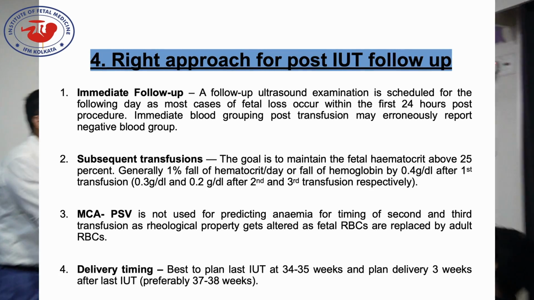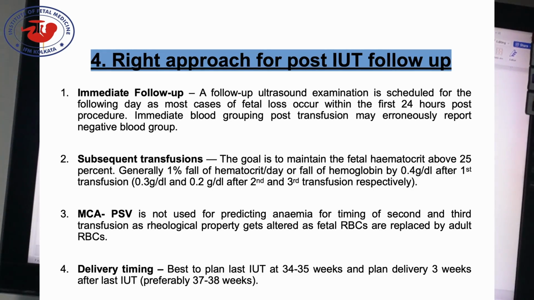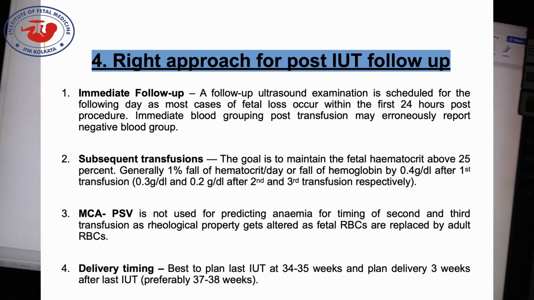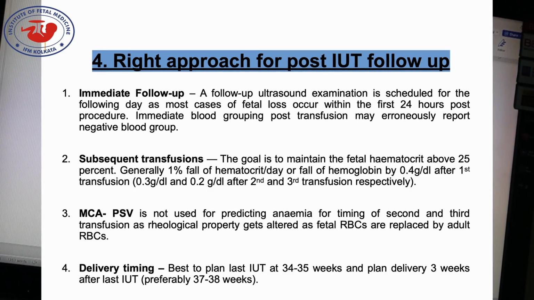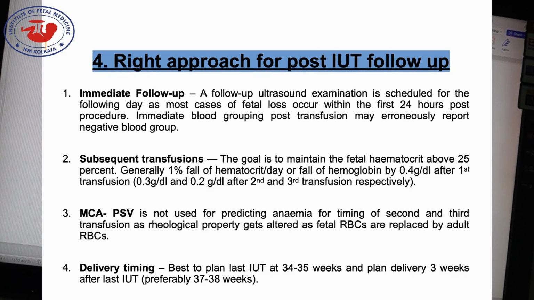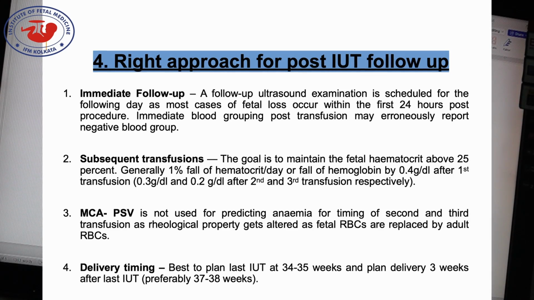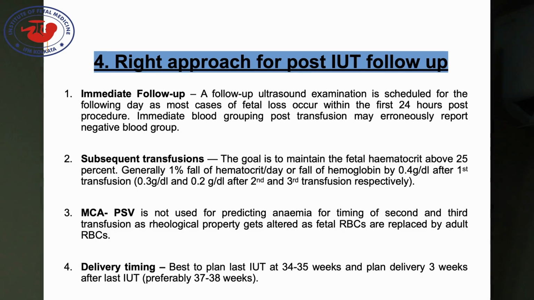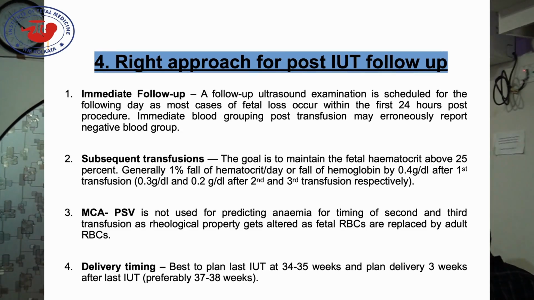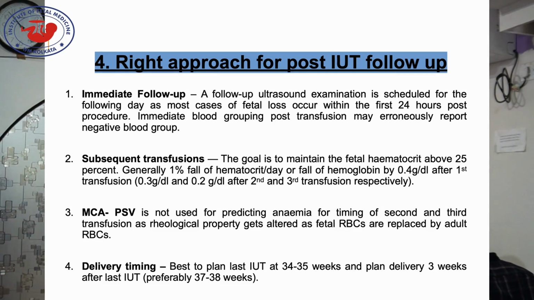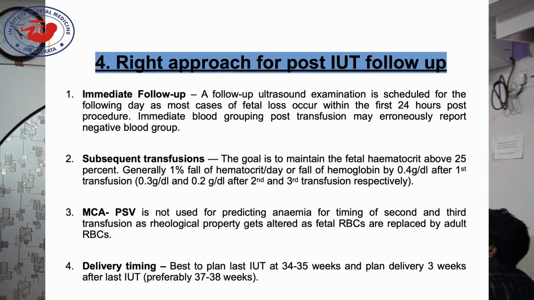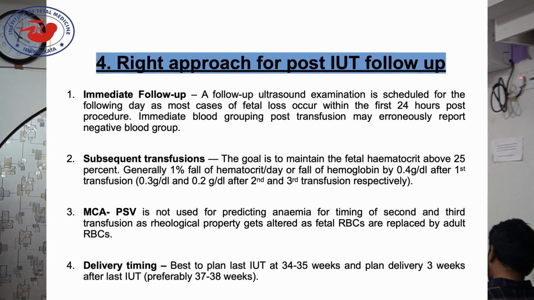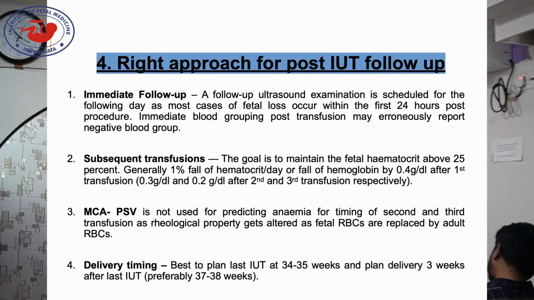MCA PSV is not used for predicting anemia for timing of second and third transfusion, because once a transfusion has been done, you cannot use MCA PSV very effectively. Now your fetal blood cells are mixed with the adult RBCs and they have different rheological properties. So your cutoff PSV will be different. So you don't rely on your MCA PSV after first transfusion. Rather, you will rely on your 1% rule of drop of hematocrit per day, and based on that you will decide when to give the top-up transfusion.